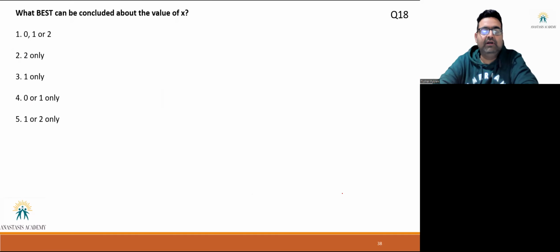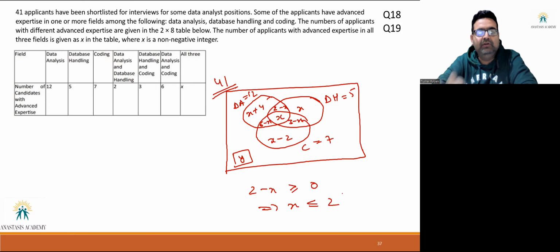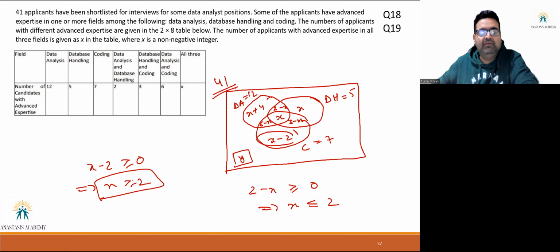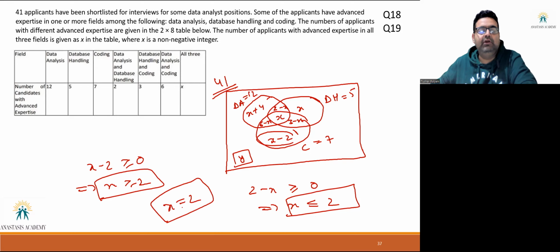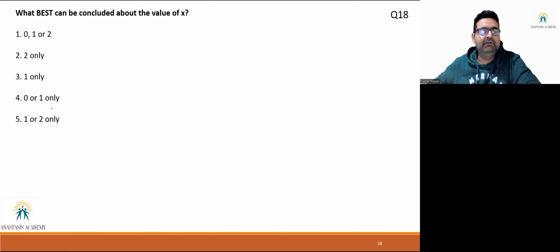So with this, if you look, the options are also asking you between 0, 1 and 2. So we know that x is less than or equal to 2, but look at this value, x minus 2. Now this also has to be non-negative. If this is non-negative, x has to be greater than or equal to 2. Now this gives you a very wonderful answer: x has to be less than or equal to 2 and greater than or equal to 2. That means x is actually 2. The only common value between these two is x is 2. And so we have to tick 2 only.